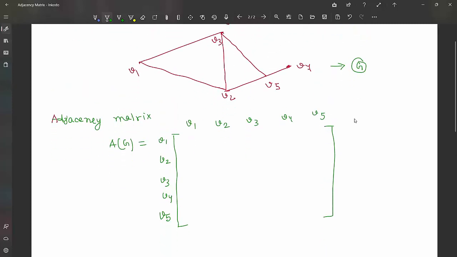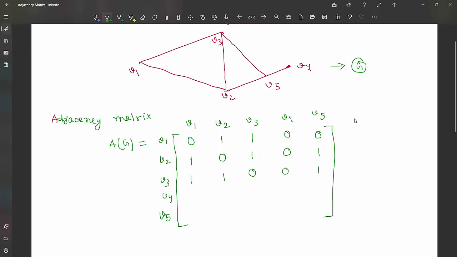So here for v1 there is no self loop, this is 0. v1 to v2 there is one edge, v1 to v3 there is another edge, v1 to v4 no direct edge, v1 to v5 no direct edge, so put 0 here. v2 to v1 there is one edge, v2 to v2 no edge, v2 to v3 there is one edge, v2 to v4 no edge, and v2 to v5 there is one edge. Now from v3 to v1 there is an edge, v3 to v2 there is an edge, v3 to v3 no edge because there is no self loop, v3 to v4 there is no direct edge, and v3 to v5 there is one direct edge.